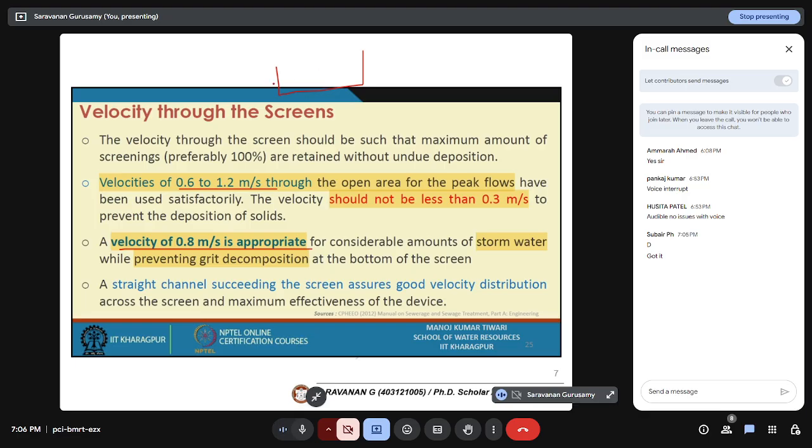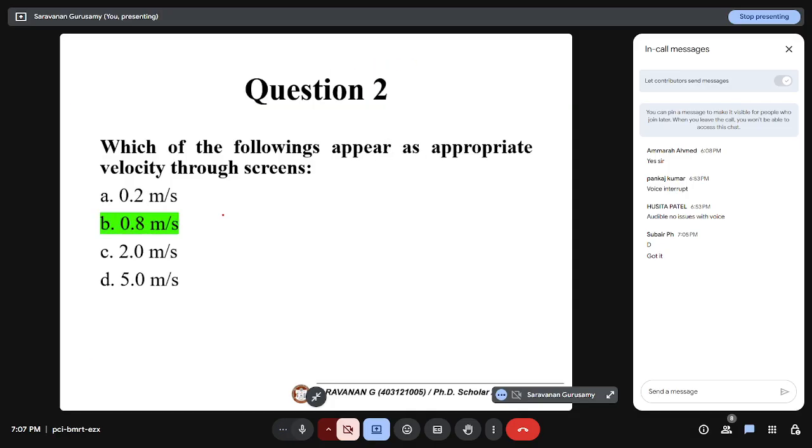For the grit chamber, the detention time is always 60 seconds. What is the detention time for all the tanks? You can say, but for the screen there is no detention time. It's just entering and leaving, right?